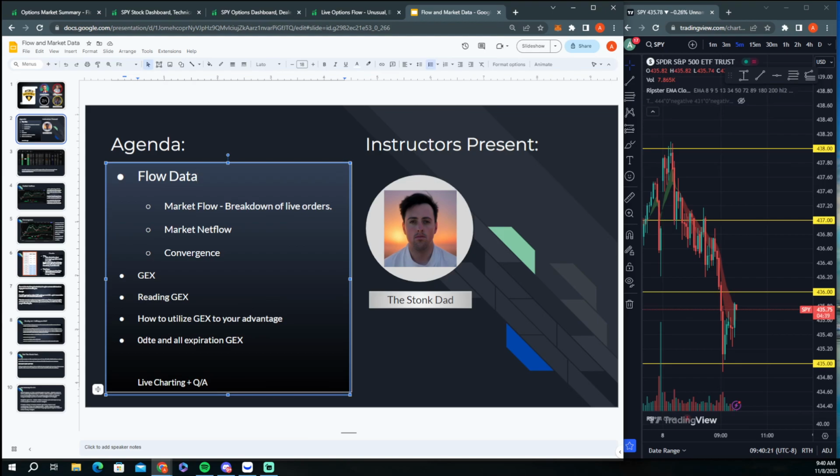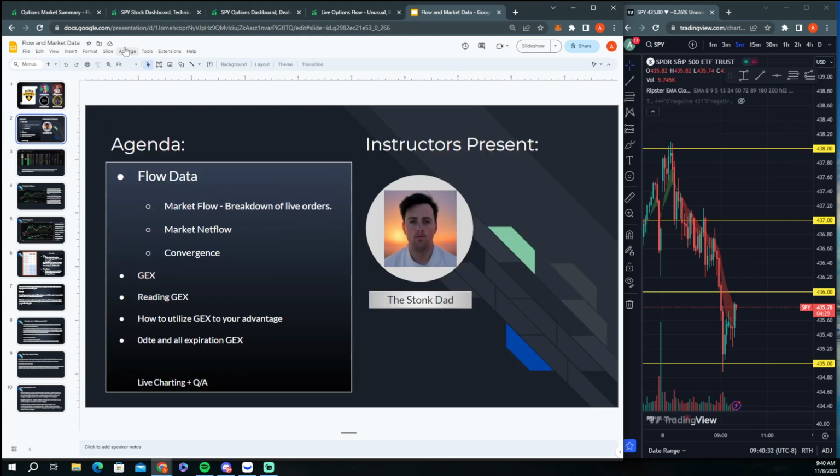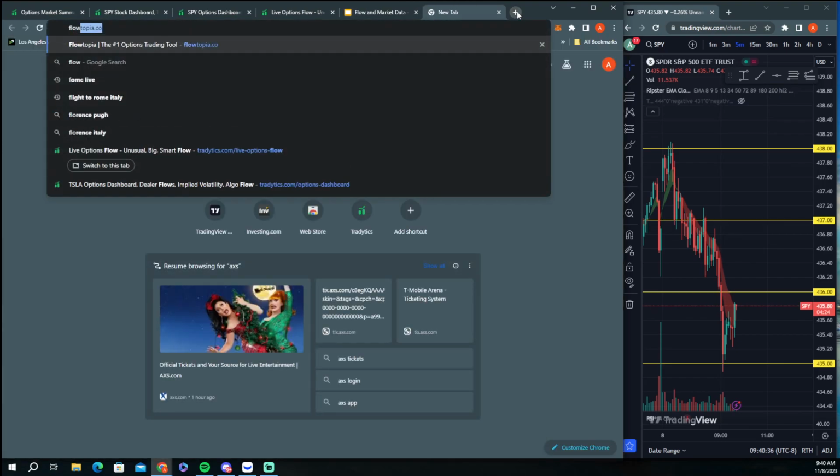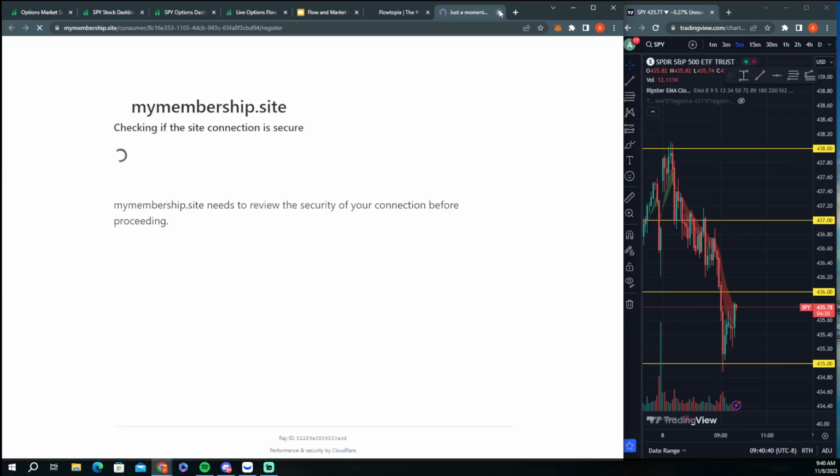Let me know when you see it, Cheeks, because this is pretty important. I'm going to be going through live stuff as well, so it's not just going to be the slideshow. I'm going to be going onto the actual Flowtopia and Traditix dashboard so you guys can see. So while I'm waiting for Cheeks, let me just log in here.